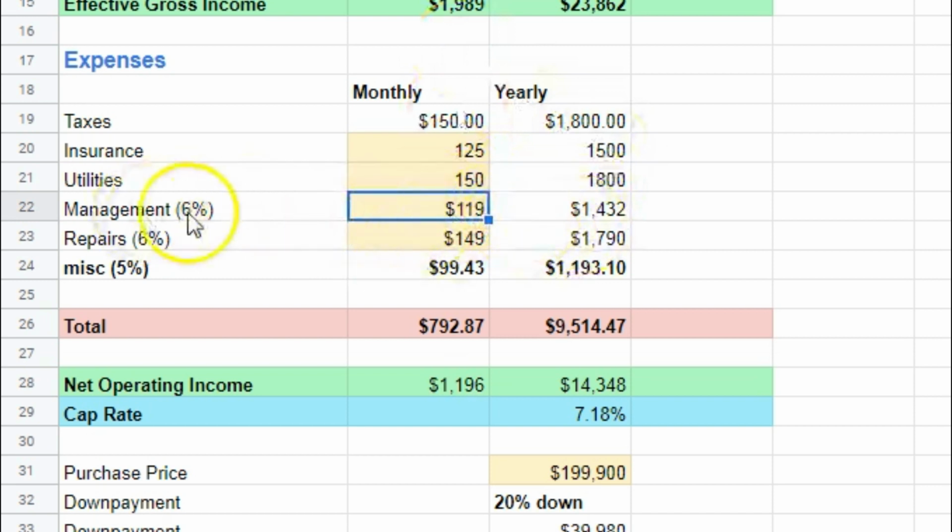And then management, I just consider 6%, just a ballpark, depends on the area and the size of the property. Repairs ballpark 6%, also depends: if you're going for a newer property it will be less, if you're going for an older property it will be higher. And I'm just throwing in some other miscellaneous things, there will always be something, so I just throw in some numbers there. Based on these numbers, you can see here net operating income is 1,196. Cap rate is 7.8, which is not bad.